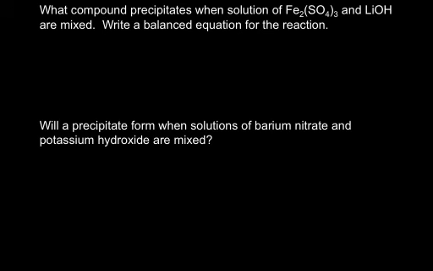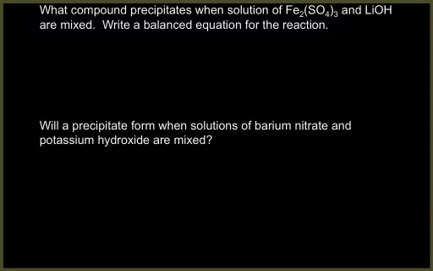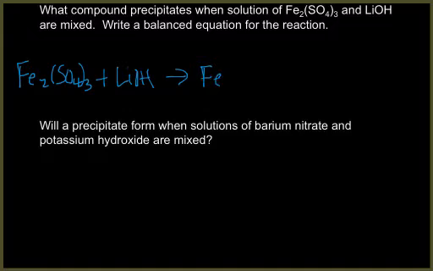Okay, so here's another example if you want to see another one. So we have iron sulfate and lithium hydroxide, and these are mixed together. So again, double replacement reaction here. So iron combines with the hydroxide, and it's iron 3, which we can tell from over here, and then lithium sulfate, Li2SO4, because lithium's a 1 and sulfate's a 2.